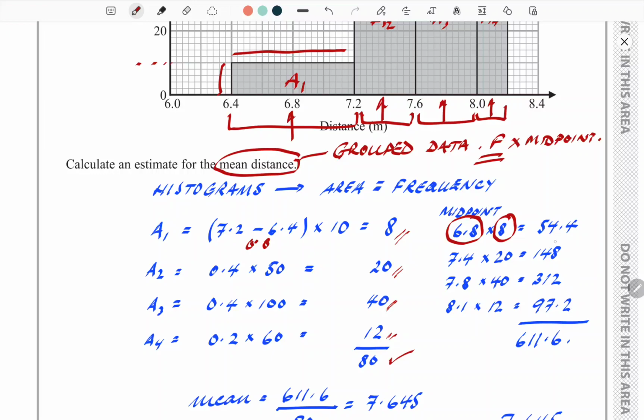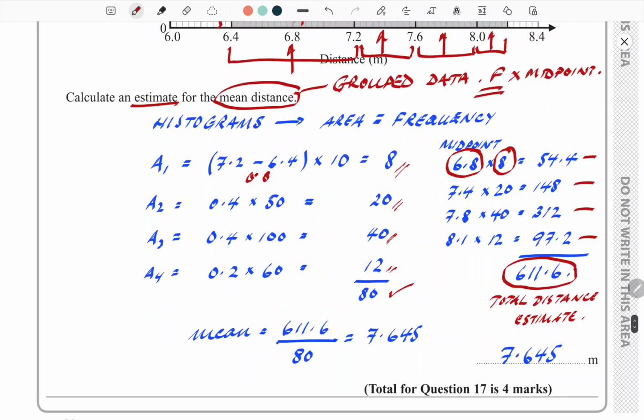You can see it on screen. I'm going to read out all the decimals for you. Just keep multiplying each one, and you get 54.4, 148, 312, and 97.2. Add it all up. That total is effectively the total distance jumped by all the competitors. And it's an estimate because we're using midpoints. It is not accurate, it's an estimate, as they've said in the question.